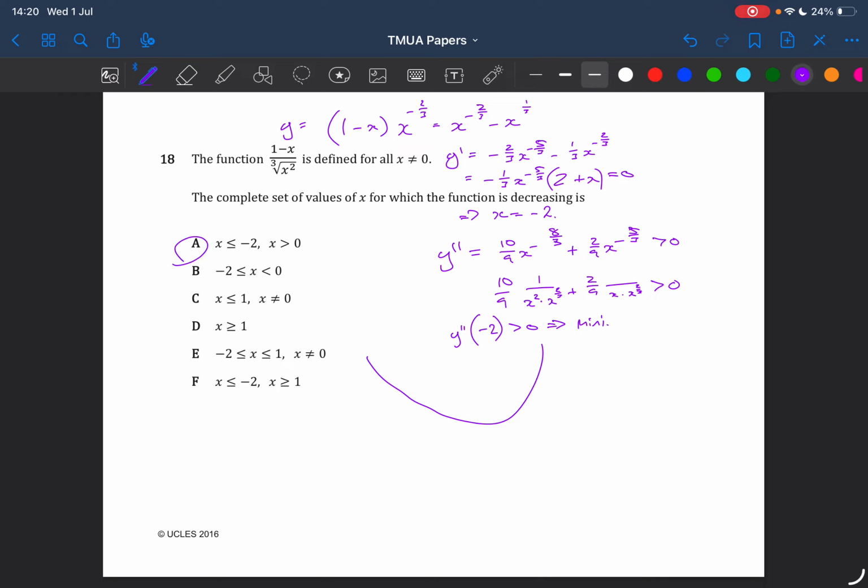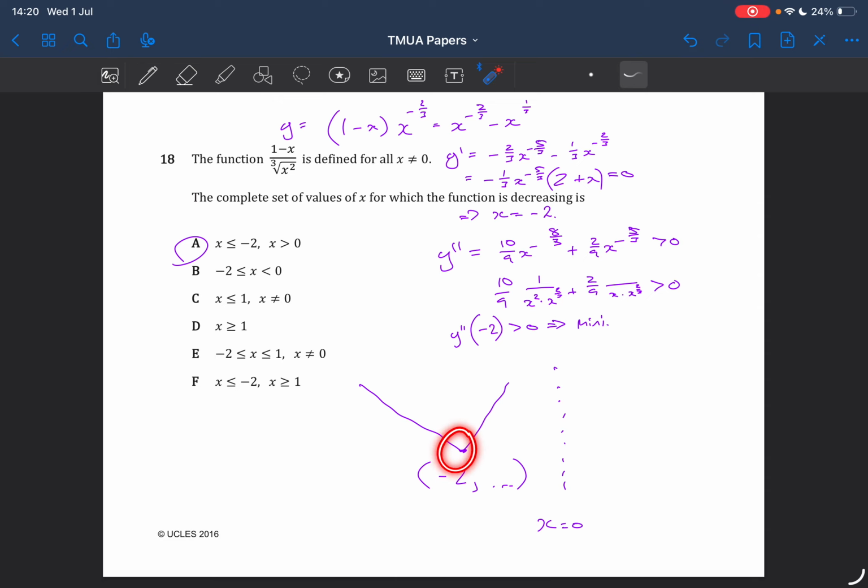Okay. Let's formalize how this is working. So we knew we had a minimum at minus 2. So what must happen is that we come down and we go up again, and this is the point minus 2. That was the only minimum we had. So everything to the left-hand side of that, and we only had an asymptote at 0, that's the only asymptote we had. So on the left-hand side of -2, we must be decreasing.